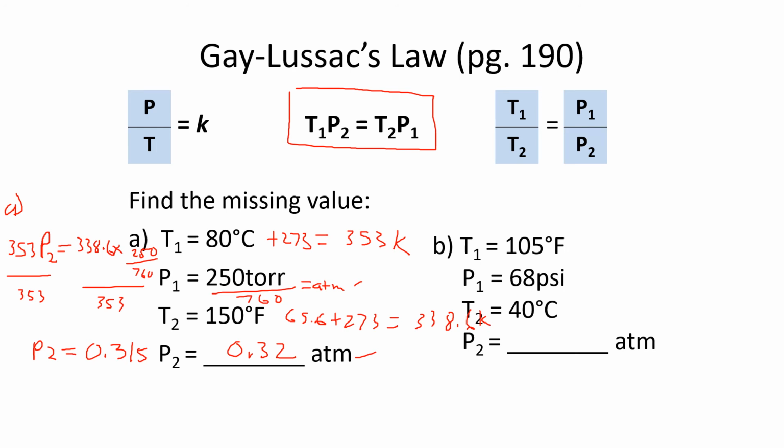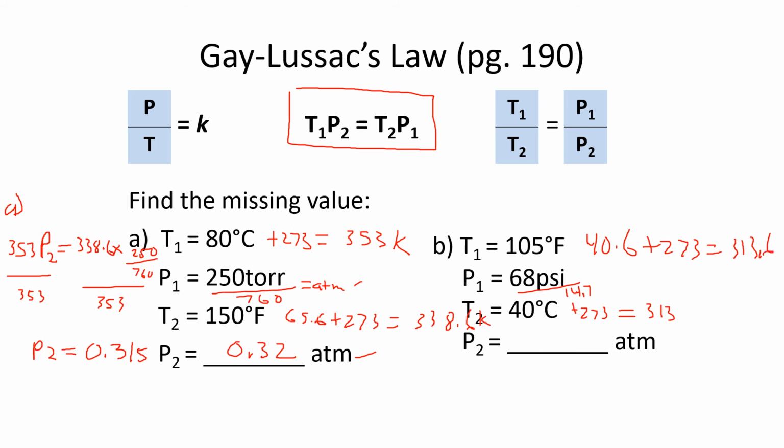All right, B, same thing. Atmosphere, we'll need to divide by 14.7 to get atmosphere. Plus 273 here for Kelvin. That becomes 313. Let's do 105. 105 degrees is 40.6. We'll add 273 to that. 313.6.